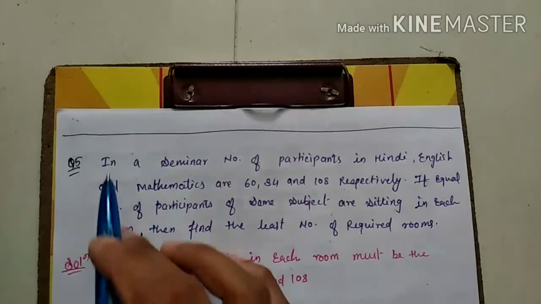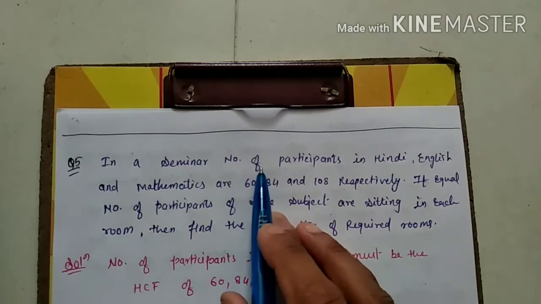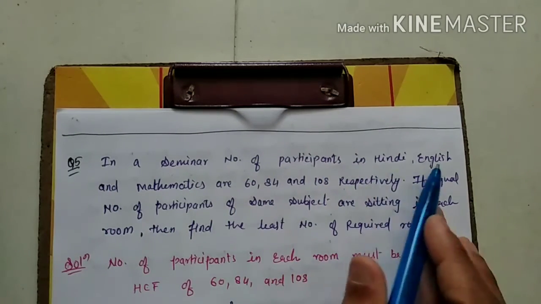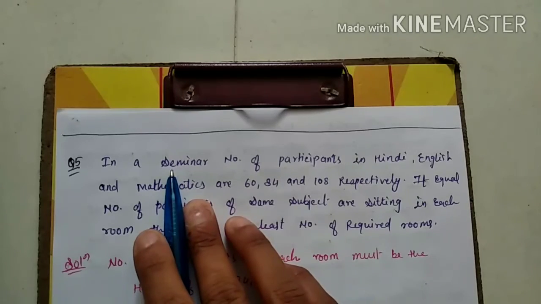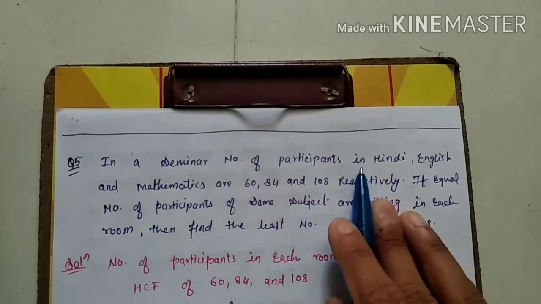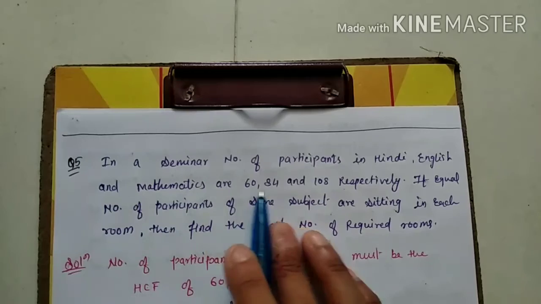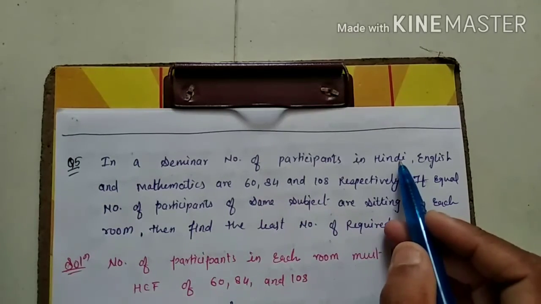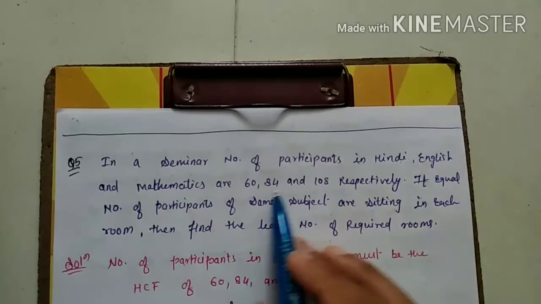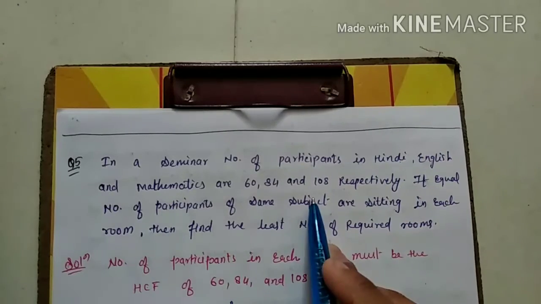Whatever you want. In a seminar, the number of participants in Hindi, English and Mathematics. So there is a seminar. The number of participants in Hindi, English and Mathematics are 60, 84, 108. It means for Hindi 60, for English 84, for Mathematics 108 respectively.